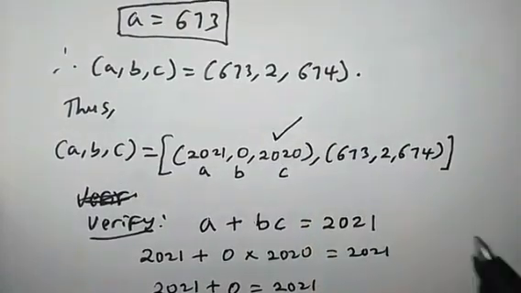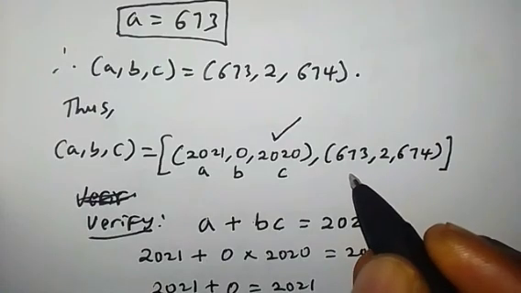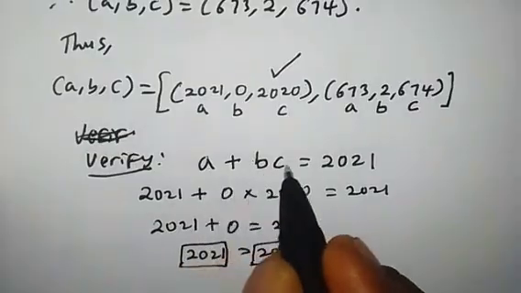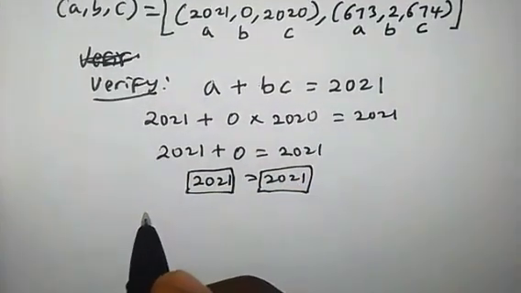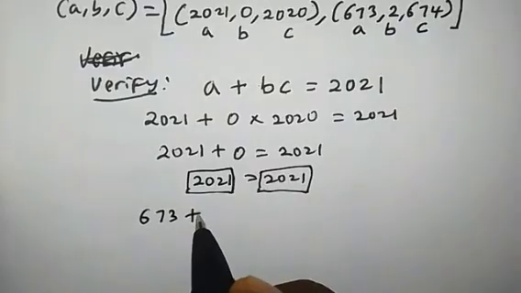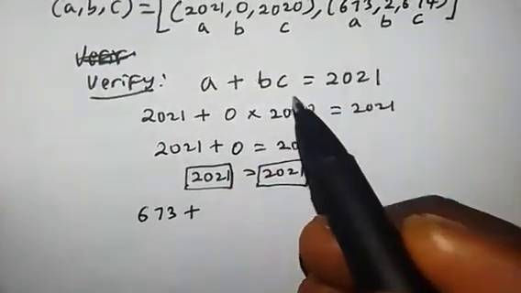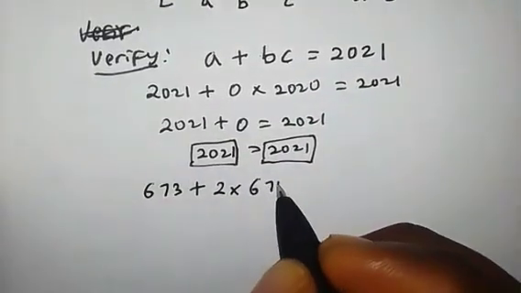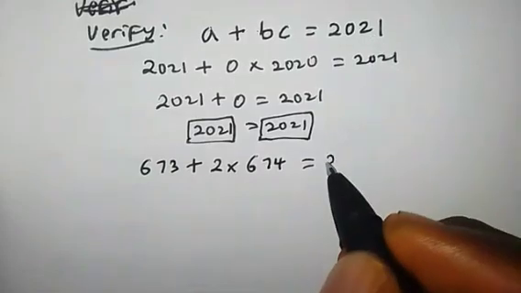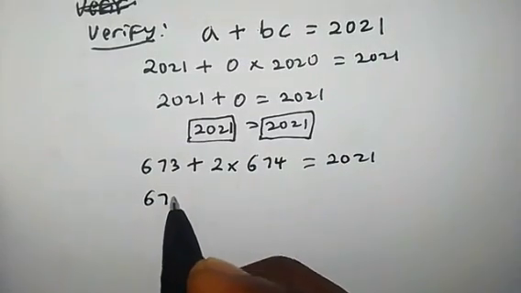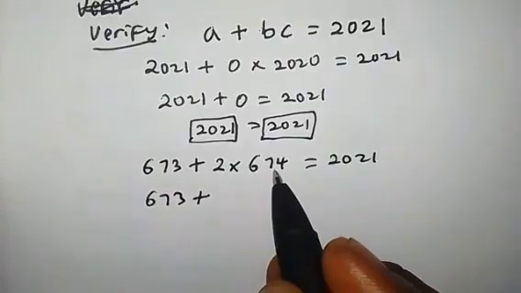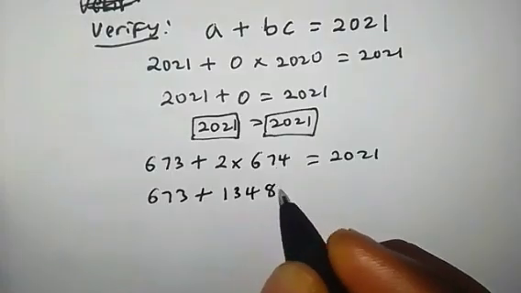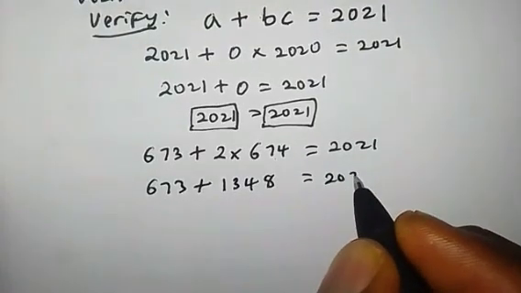Now let us verify the second answer. This is A, this is B, this is C. Plugging it into this expression also, that will be 673 plus B, that is 2, times C, which is 674, equal to the right-hand side, 2021. 673 plus 2 times 674, that is 1348, equal to 2021.